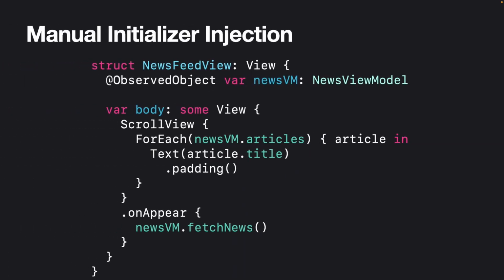Alternatively, you can inject your view model manually through a view's initializer. This is explicit and perfect for previews or tests. Here's NewsFeedView. We declare @ObservedObject newsViewModel. In body, we use a ScrollView and a ForEach over articles, showing each article.title. We also call NewsViewModel.fetchNews inside onAppear.